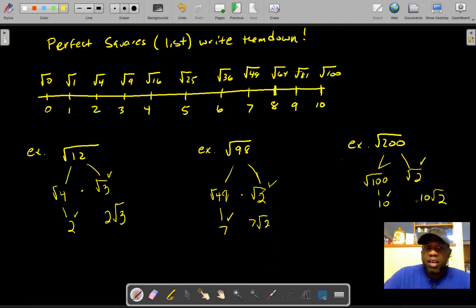So again, the idea is you have the value here, find the perfect square that works. Then take out the other factor that works with the perfect square. And then break that down to the smallest value you possibly can. And then you want to combine those values together to make one simplified version of that square root. And that's how it works.